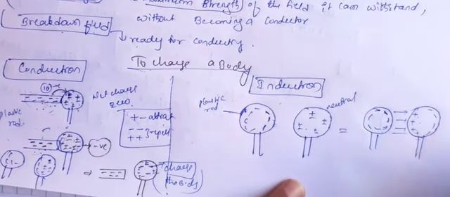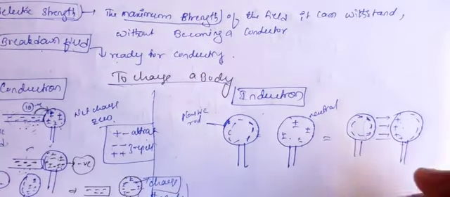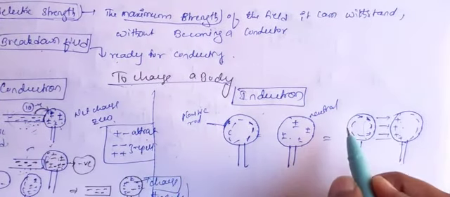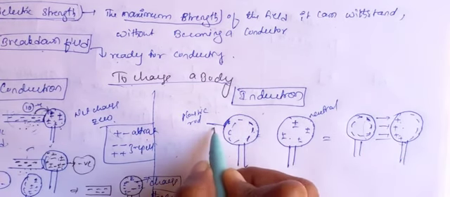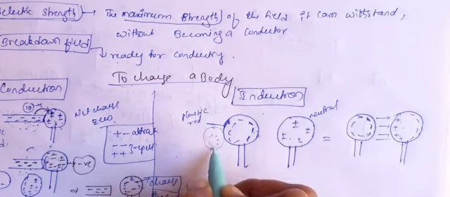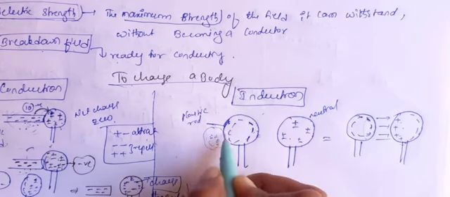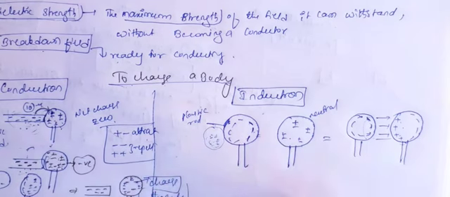Why are they not going out? Because here we have some air particles, and the air is a neutral body. So that's why they are not going out.